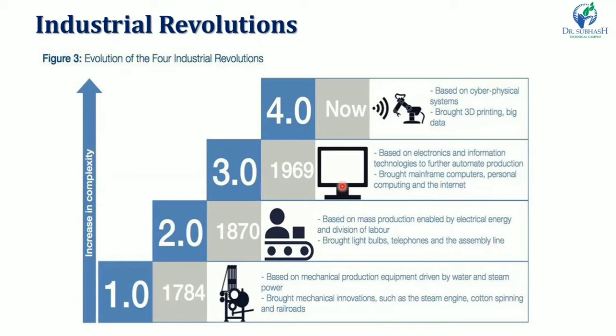Nowadays, Industry 4.0 is introduced and the latest systems are used in industry. Based on cyber-physical systems, it brought 3D printing, big data, and the Internet of Things. So different technologies are now a necessity for industries. In this way, different revolutions were made in industries.